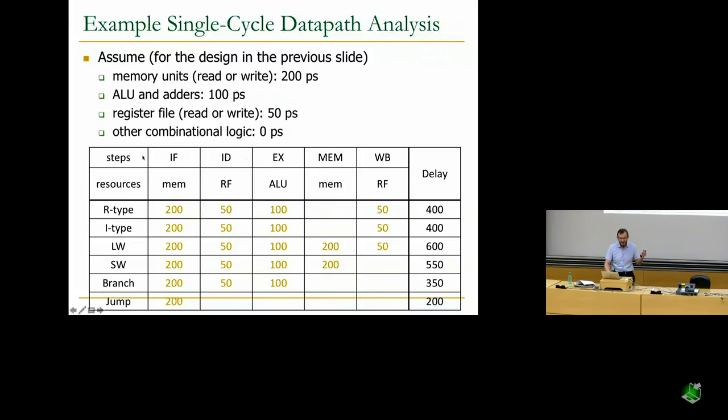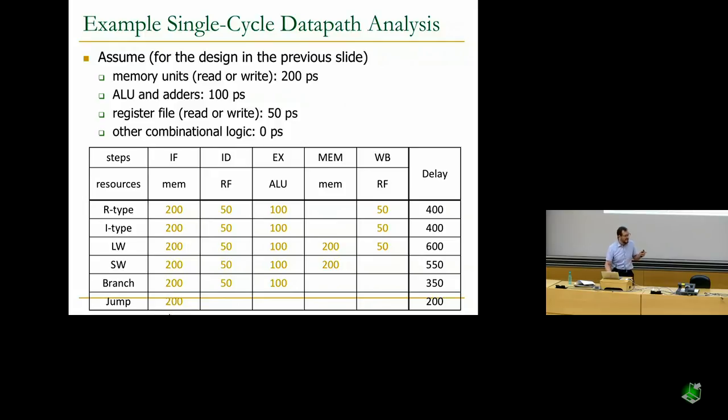Now, what we need to do is go through all of these steps for all of the different types of instructions that exercise the steps. For R-type instructions, we go through instruction fetch. We need to decode them, access the register file. We need to do an ALU operation. There is no memory stage. We bypass memory. And because other combinational logic delay is assumed to be 0 over here, we get 0 over here. And we need to write to the register file. So if you look at the R-type instruction, its delay is 400 picoseconds.